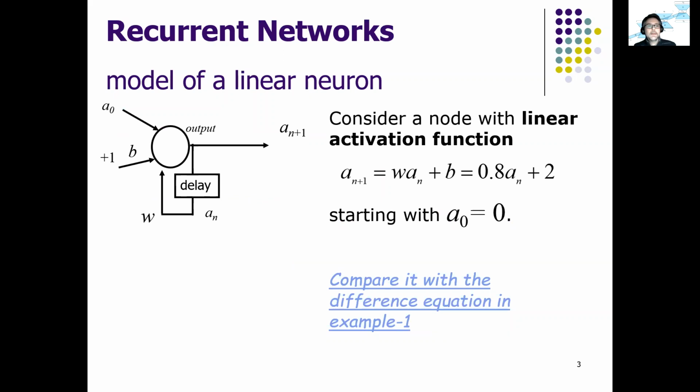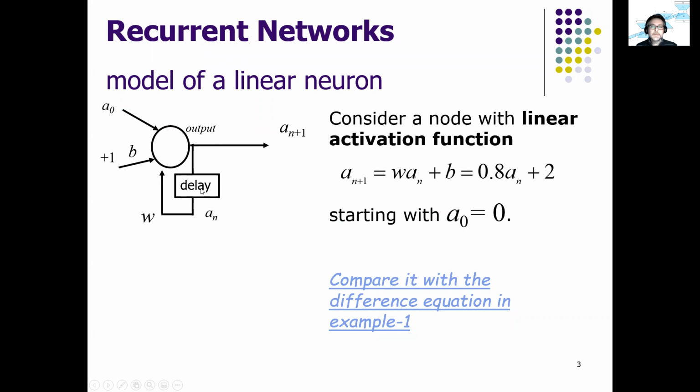So today, about recurrent networks, we'll start with the model of the linear neuron. It's a linear neuron, so the activation function is just linear. There is no sigmoid or other kind of activation. And this node has a feedback connection. So the output of the node goes through a delay element and is multiplied with a weight. As you can see, the node has an initial state, this is A0. There is again a bias, and the output is produced.